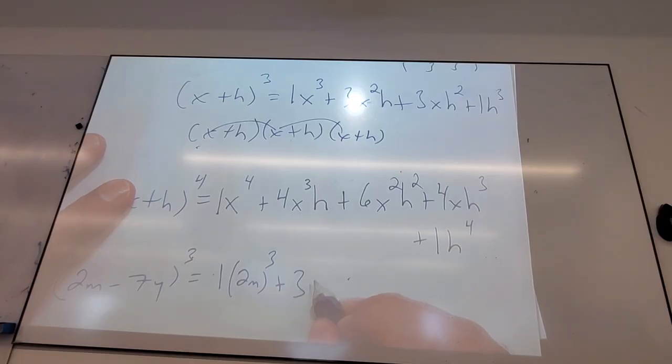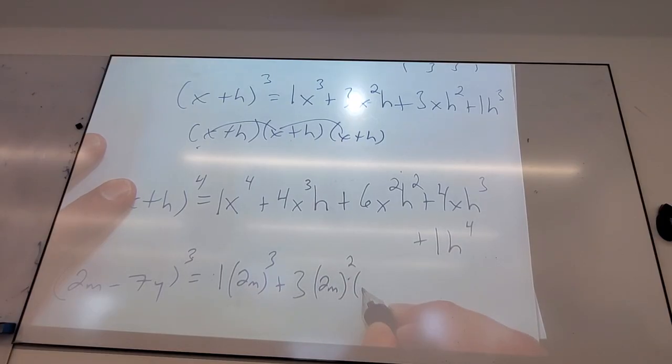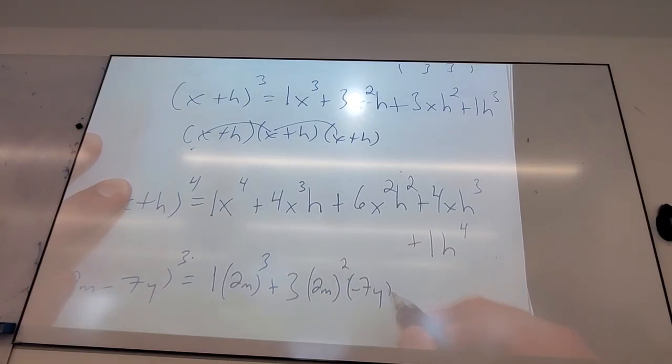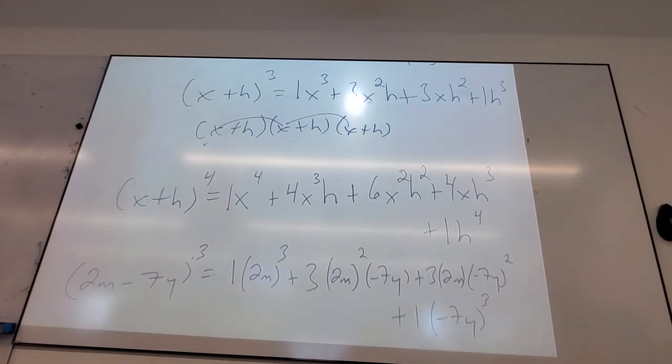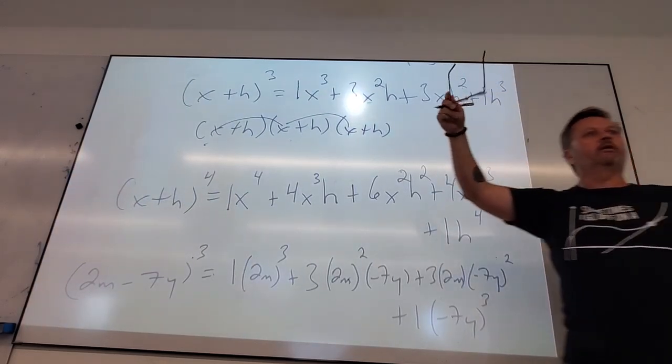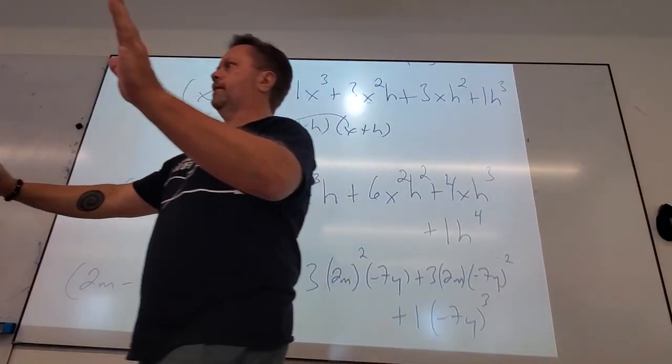Plus 3, 1 less 2m, 1 more negative 7y, plus 1, 1 less 2m, 1 more negative 7y. So now I have to simplify, but the initial setup is always the same.